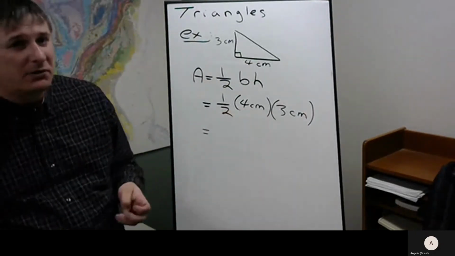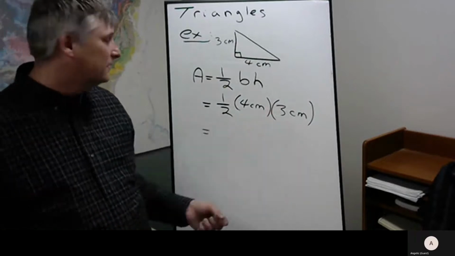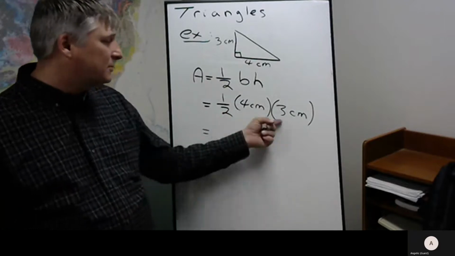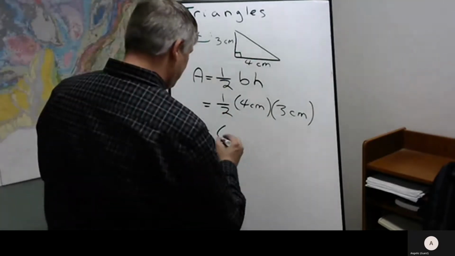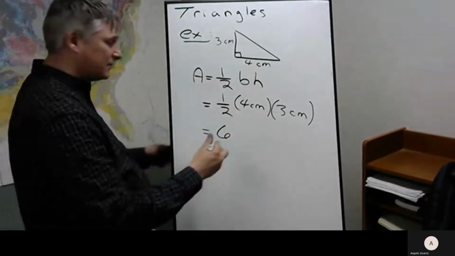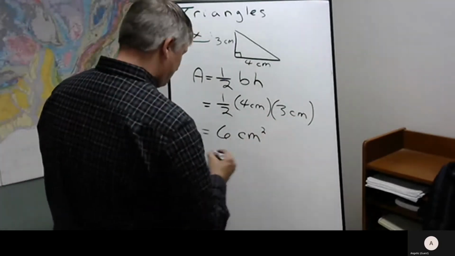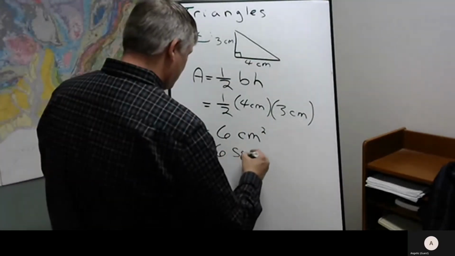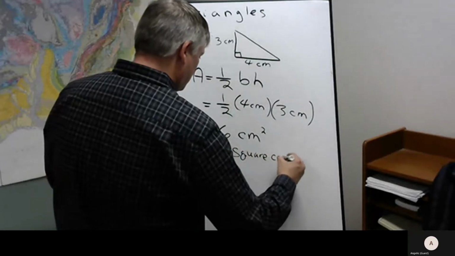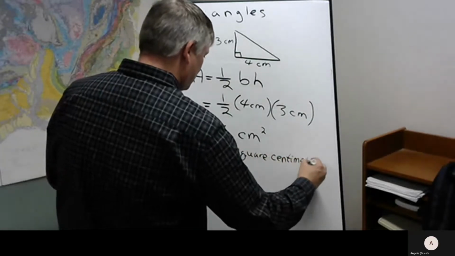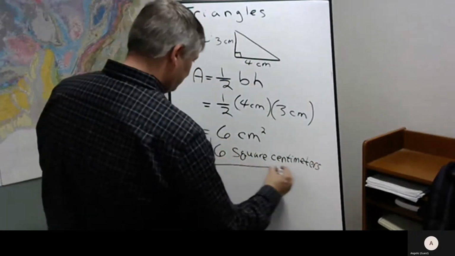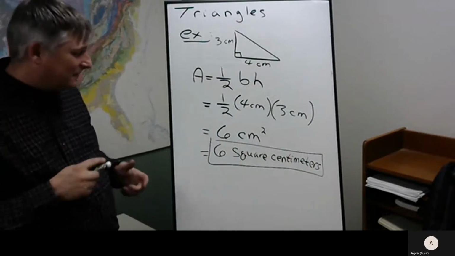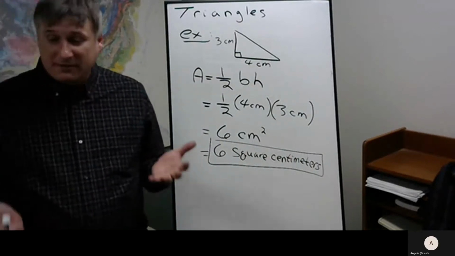1/2 times 4 times 3. You can follow what's called the order of operations, and when you do multiplication, you go left to right. So 1/2 of 4 is going to be 2, or 1/2 times 4 is 2. And then that 2 times 3 is going to be 6. And then centimeters times centimeters is centimeters squared. Or as you'll probably see it, you get something like this. So you just use the formula. That's going to be it.